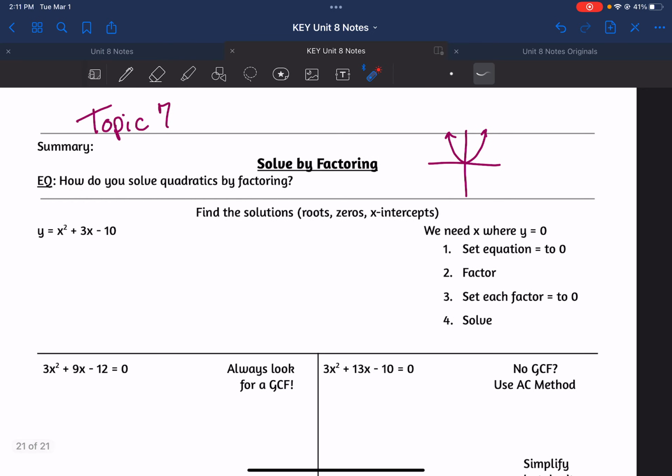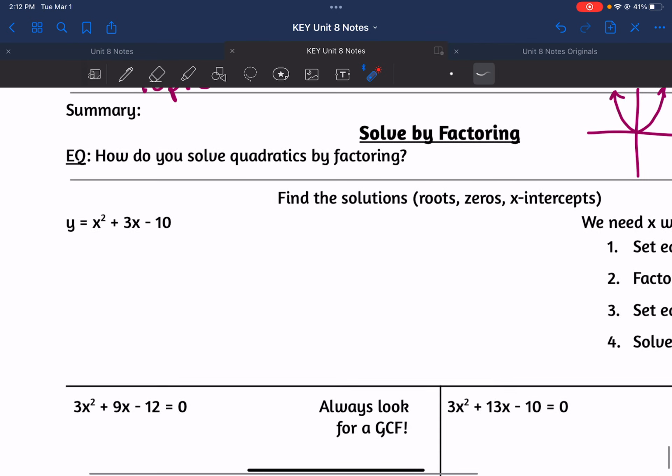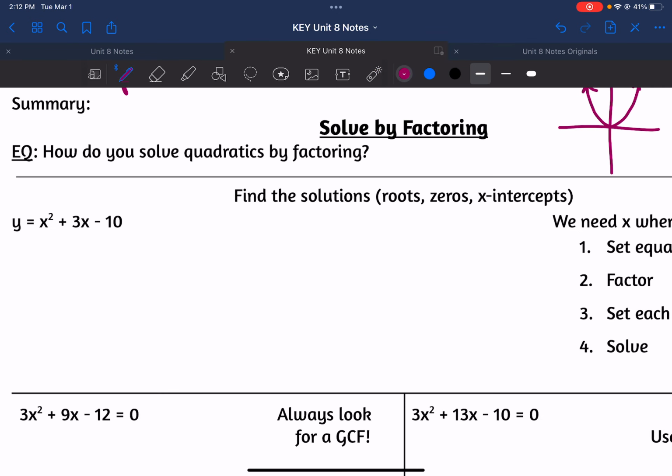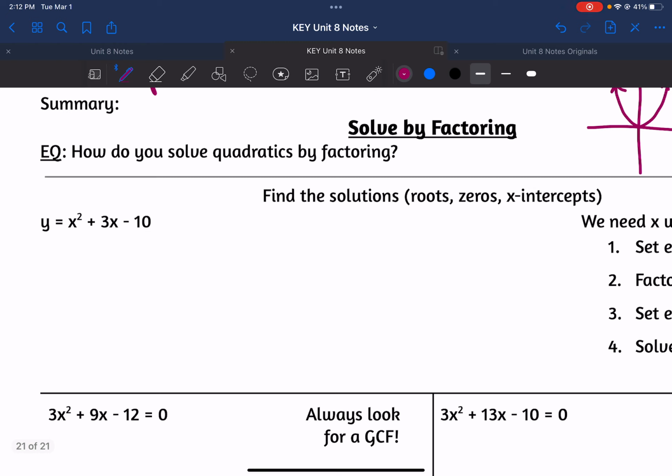One way to find these x's, to find the x-intercepts, is to solve by factoring. If you don't remember factoring, I'm going to remind you. So first, here are the steps. We set the equation equal to 0, factor, set each factor equal to 0, then solve. Because we're trying to find a 0, we set it equal to 0. So here's what I mean. We have 0 equal to x squared plus 3x minus 10. You're going to see how that comes into play in a minute. Don't freak out. I'll show you how that comes into play in a minute.